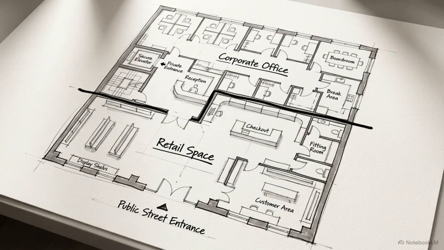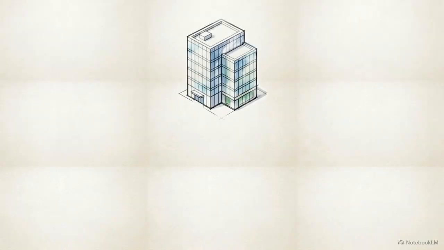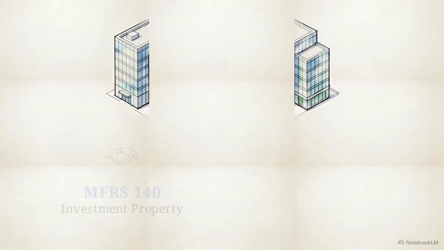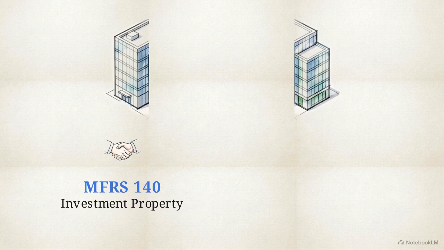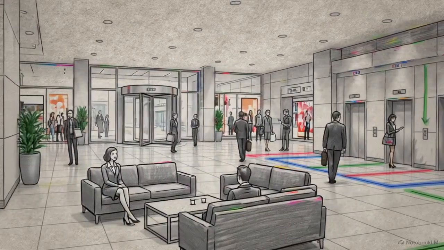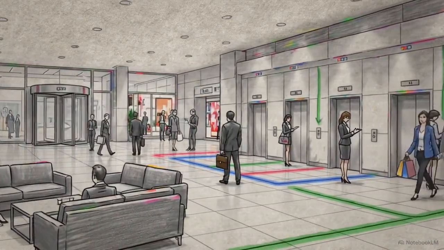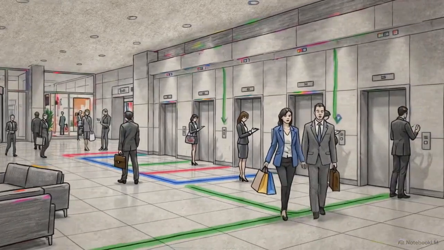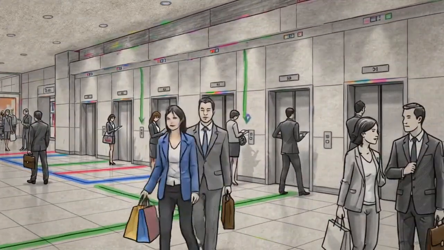The first test is physical and legal separability. If these portions can be sold separately, the accounting follows the split. The rented portion is governed by MFRS 140, while the owner-occupied portion is treated as property, plant, and equipment. However, if the structural or legal arrangement prevents the portions from being sold individually, the standard requires a different approach.